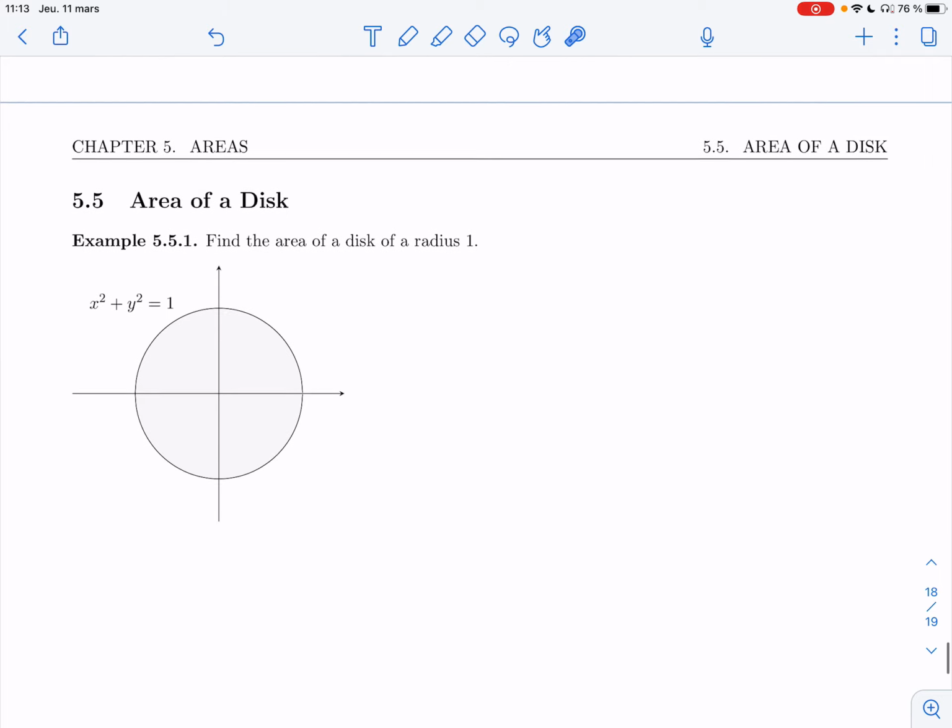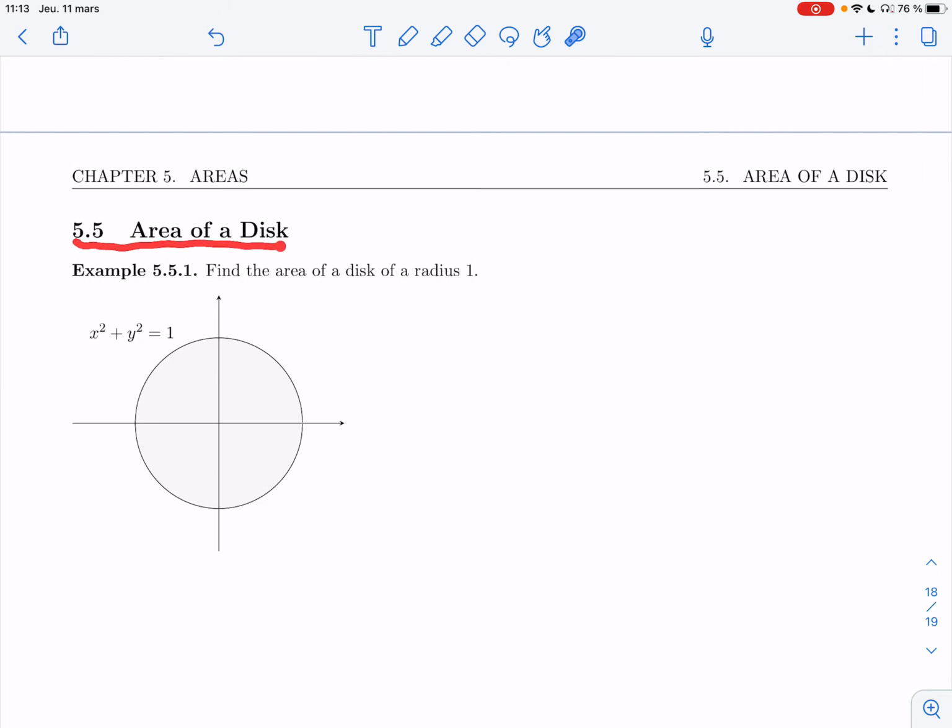In section 5.5, we'll be finding the area of a disk. All right, so this is example 5.5.1. I want to find the area of a disk of radius 1. Here's the formula that you've seen in high school. A disk is given by x squared plus y squared is equal to 1.